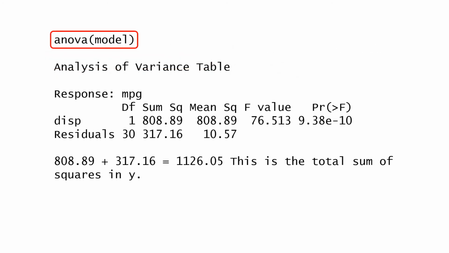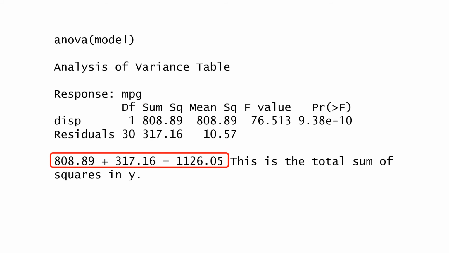The ANOVA model code creates what's called an analysis of variance table. I'm focusing on the sum of squares column. We see that DISP has 808.89 sum of squares, and the residuals have 317.16 sum of squares. When we add these, we find that the total sum of squares equals 1126.05.